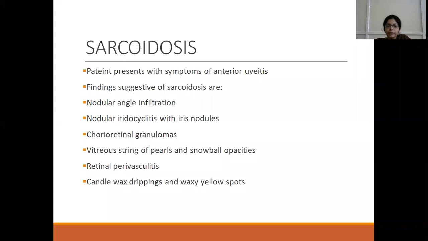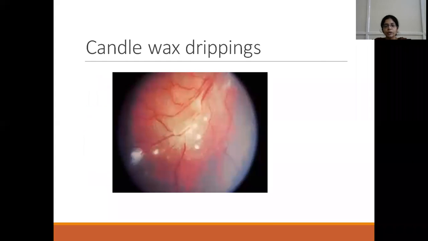Because of intermediate uveitis, there can be snow banking, snowball opacities, and vitreous string of pearls. When it comes to posterior uveitis, there can be candlewax drippings. What are these candlewax drippings? You can see that whitish area along the retinal vessels. Whatever retinal vasculitis is occurring, there is sheathing of the perivascular vessels, occurring along the retinal vessels, and it appears as candlewax drippings.